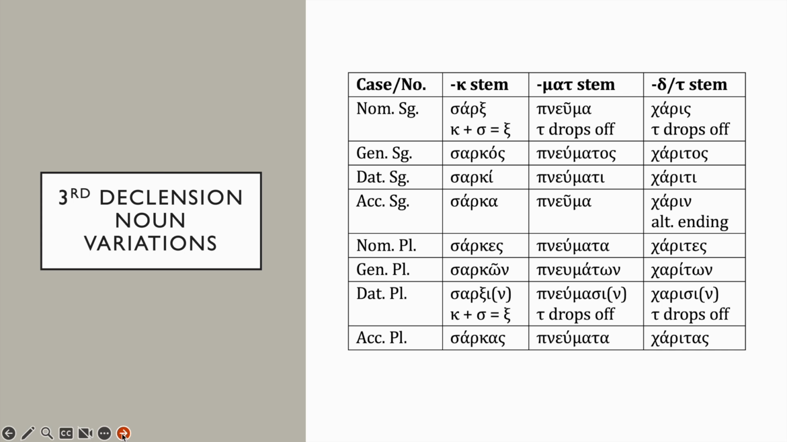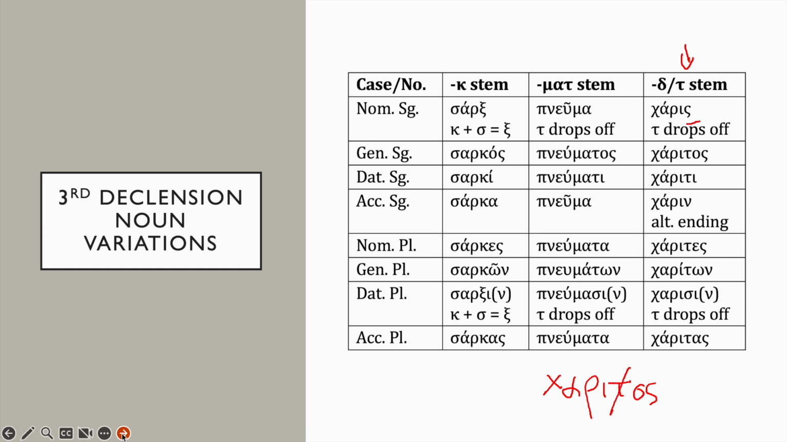So here's a final chart that you will find in your book. You'll also find it on my handout, which explains some of these unusual patterns. So you get a kappa stem, which we've seen already, a mu-tau stem, which is pneuma, but also a delta or tau stem. So this is the example of charis, grace.